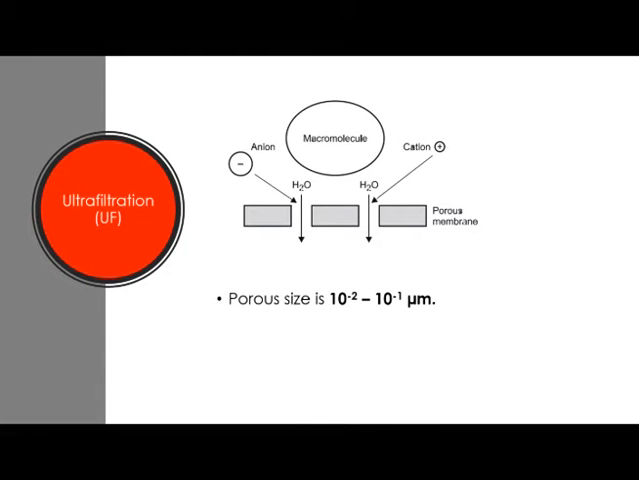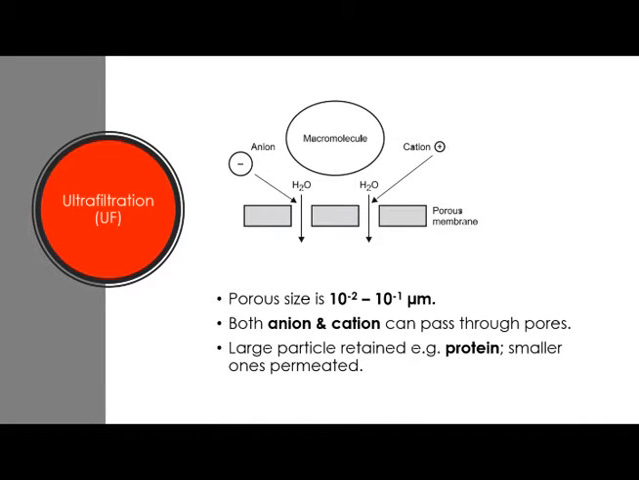In ultrafiltration, the pore size is 10 to the power of -2 to 10 to the power of -1 micrometer. Both anions and cations can pass through the pores. This is different from reverse osmosis. Large particles, such as protein, will be retained, but the smaller ones will permeate.